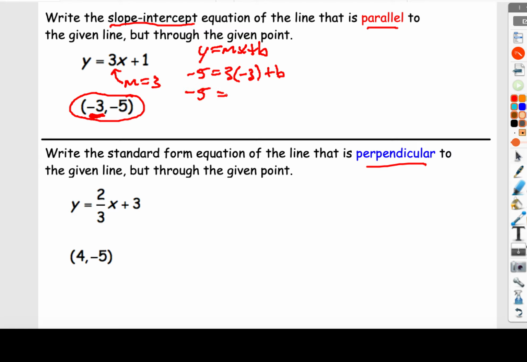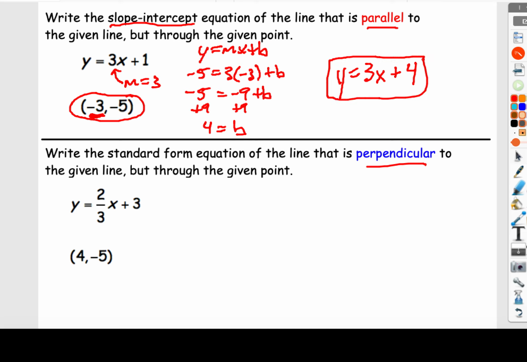So negative 5 equals negative 9 plus b. We're going to add 9 to both sides and find out that b equals 4. So our parallel line, y equals, will have the same slope as the original, 3 times x, but go through the point 0, 4. We have a y-intercept of 4, according to what we figured out in the problem there.